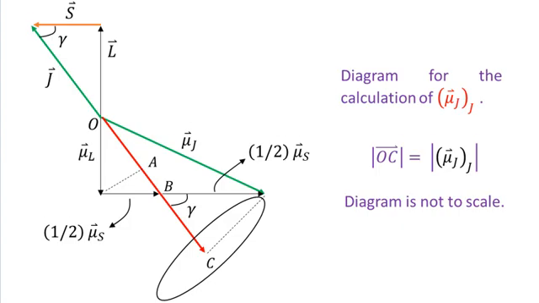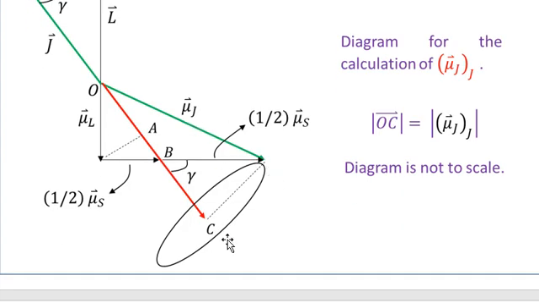Now, the tip of the vector mu J will carry out a precessional motion. As you can see, this is the precessional motion in the form of this loop traced out by the tip of the vector mu J about the red line. And this red line is nothing but mu Jj, which we shall see later. This red line from O to C is actually the mu Jj vector. So I drew this diagram for the calculation of mu Jj. The magnitude of the vector mu Jj is equal to the magnitude of the vector OC.